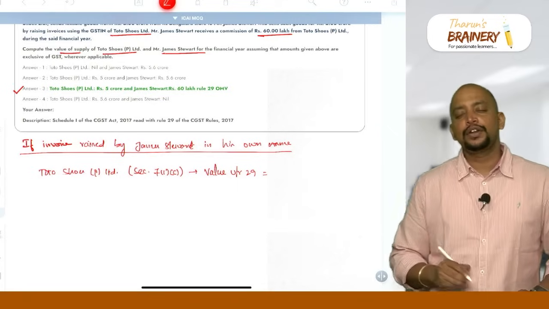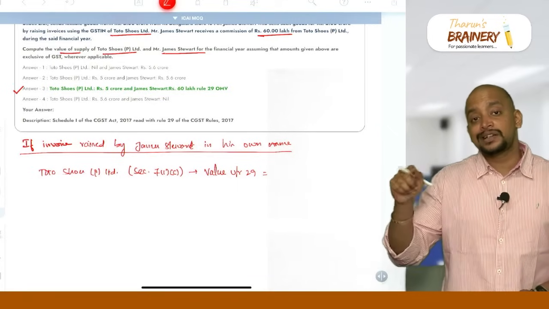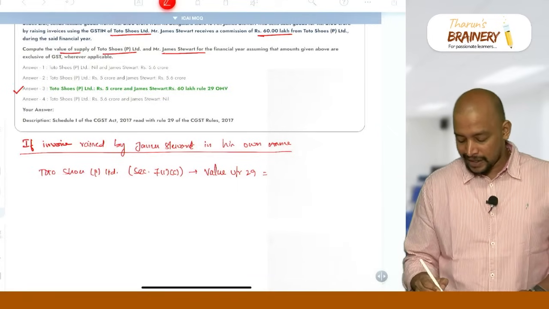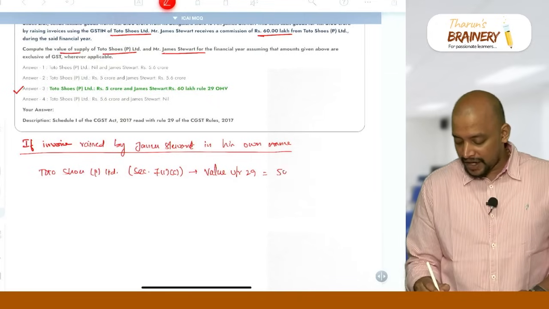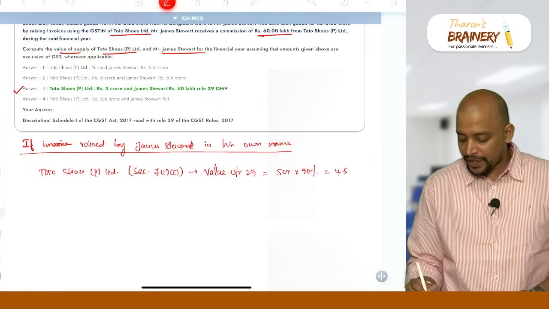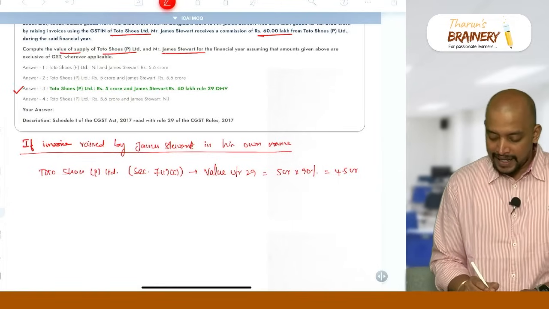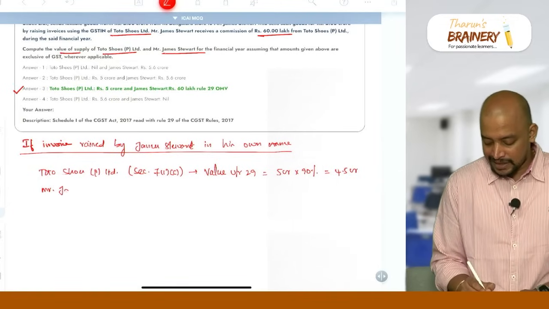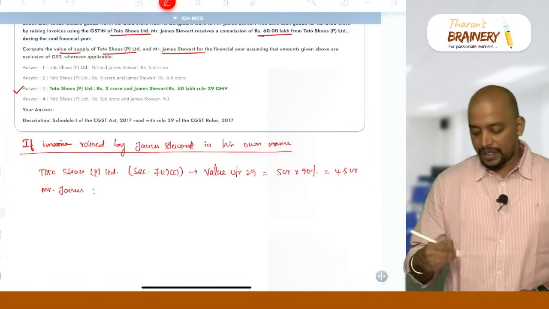The value of supply will be as per rule 29. What will be taken as the value under rule 29? 90% of the resale price will be taken. What is the resale price here? 5 crores into 90%, so 4.5 crores will be taken. And for James Stewart, what will be the value?